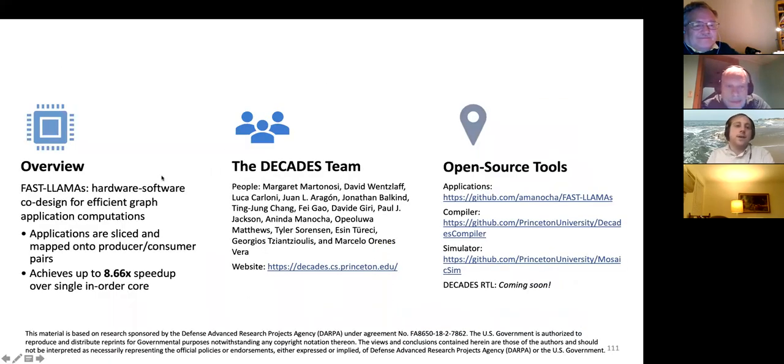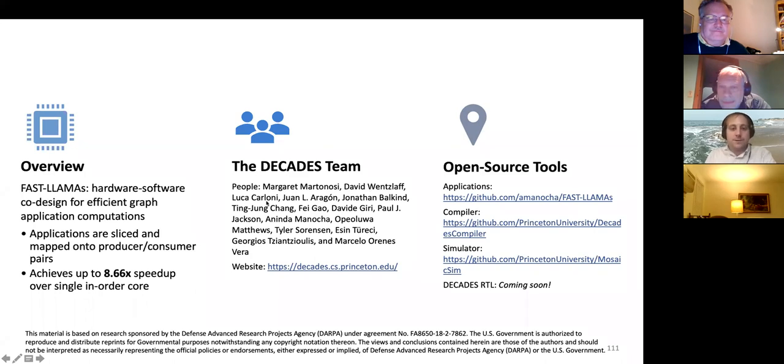Okay, so just the overview of the Decades project: this is Fast Llamas, a hardware-software co-design that we can implement on top of Decades. We have producer-consumer slicing that allows us to hide the long-latency memory accesses in these graph computations. The Decades team is planning on taping out a chip, so it is a lot of people.